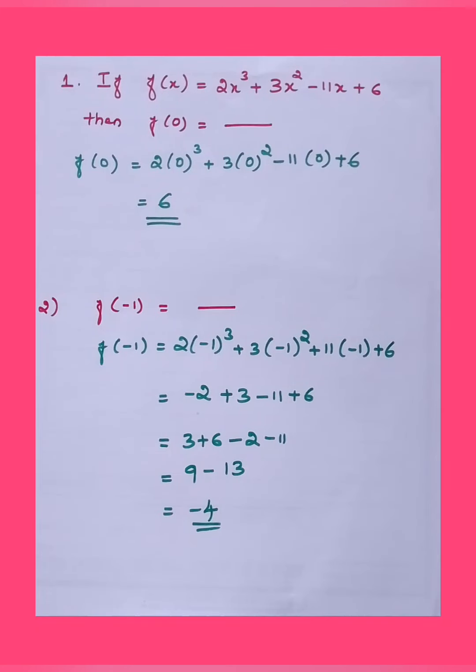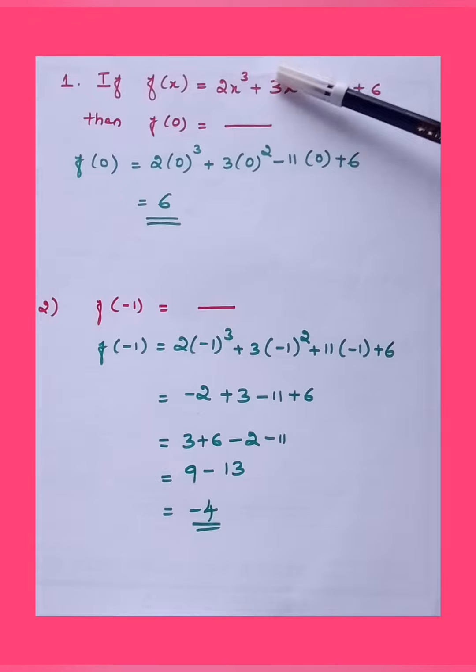Let us now check a few sums related to this polynomial, to find the values of the polynomial. If f of x is equal to a given polynomial, then we have to find f of 0. It means wherever you find the variable x, we need to substitute 0. On substituting and solving, you see all these terms become 0 and only plus 6 remains. This is the answer. Very simple questions.